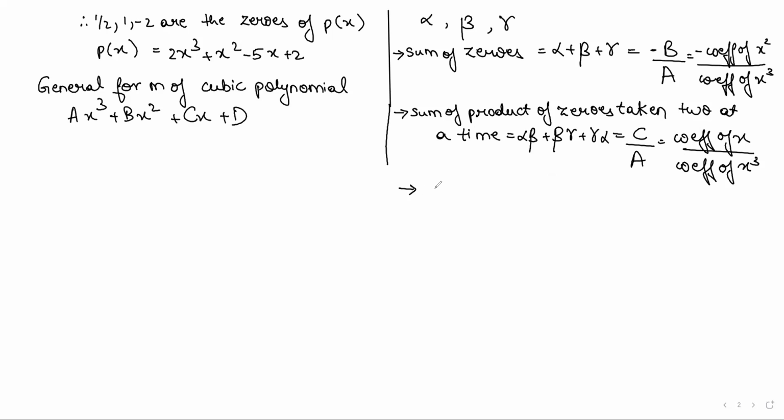The third relation is the product of zeros. Product of zeros is equal to alpha beta gamma, which is equal to minus d upon a, which is equal to minus constant term upon coefficient of x cubed.